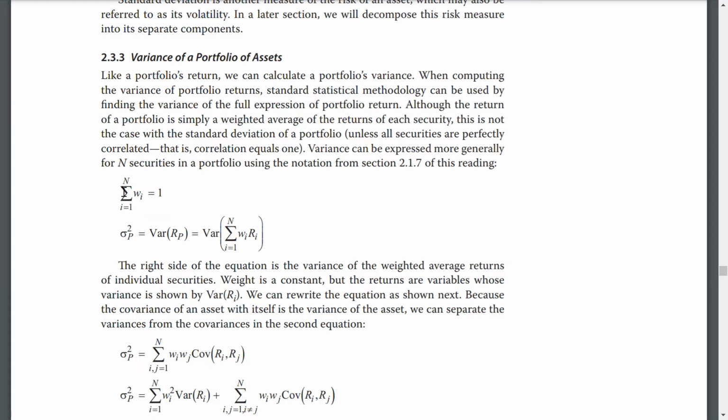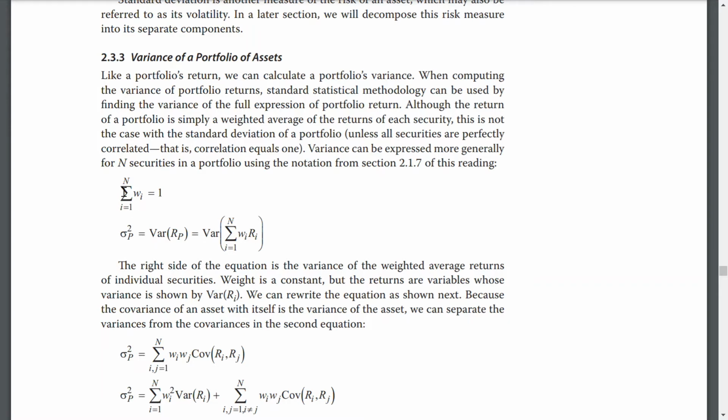Like a portfolio's return, we can calculate a portfolio's variance. When computing the variance of portfolio returns, the standard statistical methodology can be used by finding the variance of the full expression of portfolio return. Although the return of a portfolio is simply a weighted average of the returns of each security, this is not the case with the standard deviation of a portfolio.